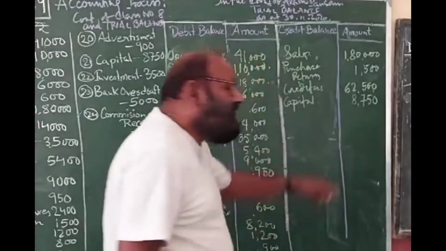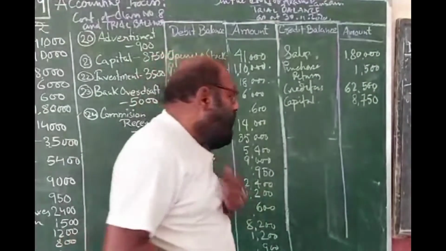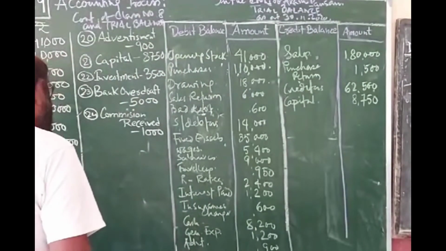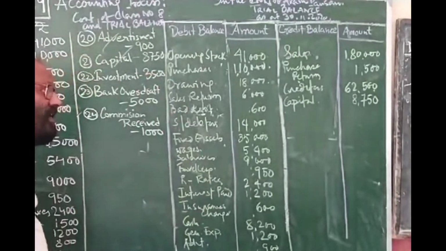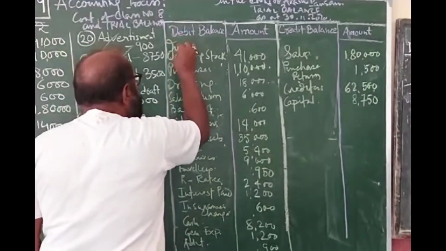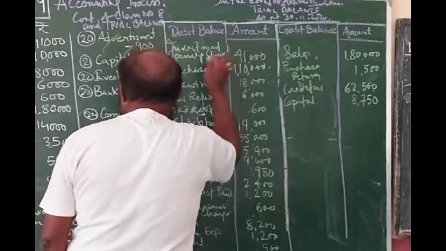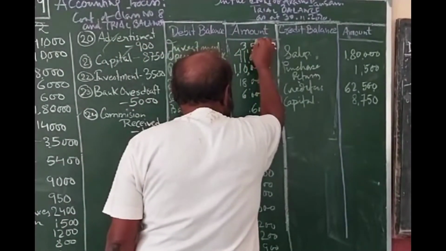Okay, capital. With this capital, he has effected sales of rupees 1,80,000. It will be nice, beautiful, and highly expert. So, advertisement, investment is an asset. You have invested some amount from anywhere. I am writing over here. Investment, 3,500.